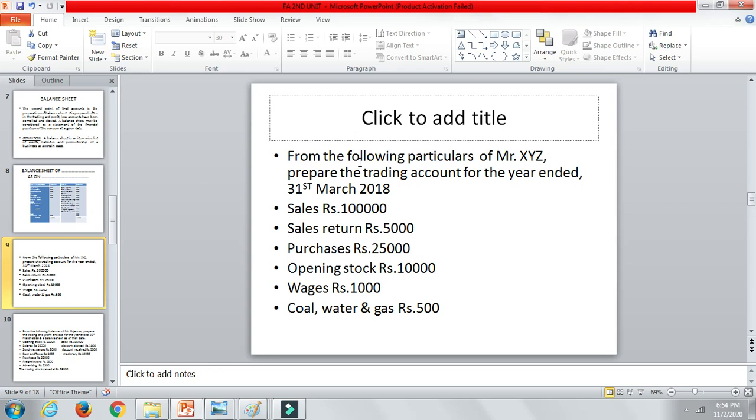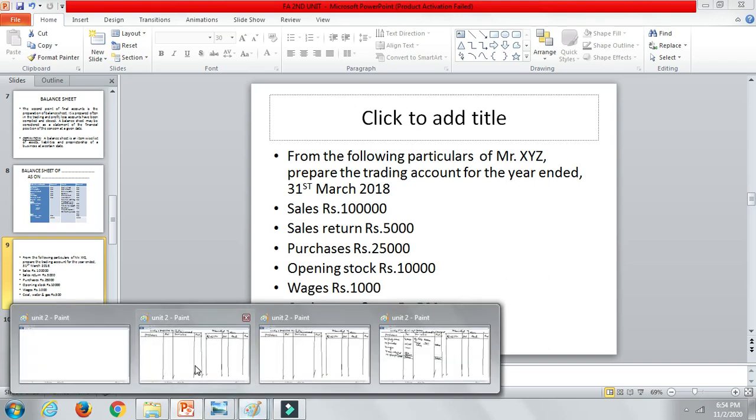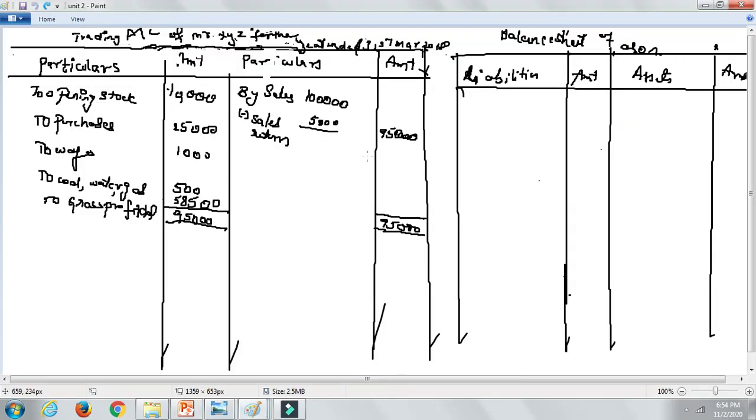Sales and sales return will come on the credit side of the trading account, as income for you, whereas purchases and expenditures will come on the debit side. Opening stock is an expenditure, so it will come on the debit side. Wages is also an expenditure, so it will also come on the debit side. Coal, water and gas will also come on the debit side. I have already done this; you can check out sales, what I have done.